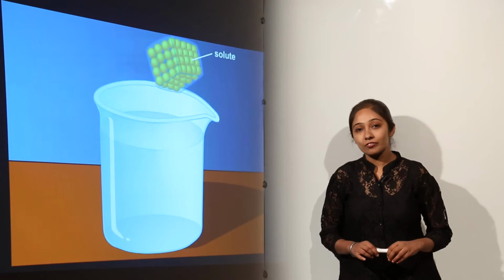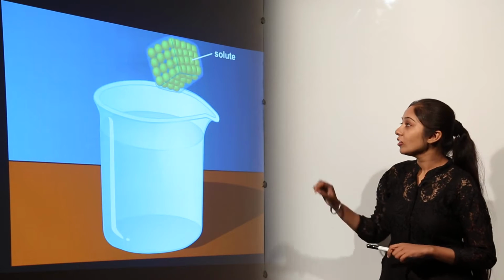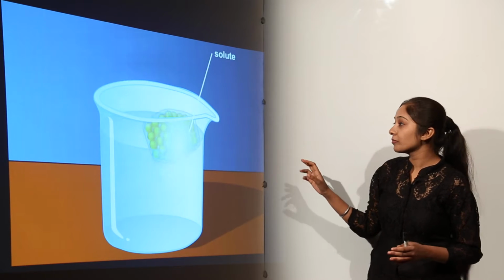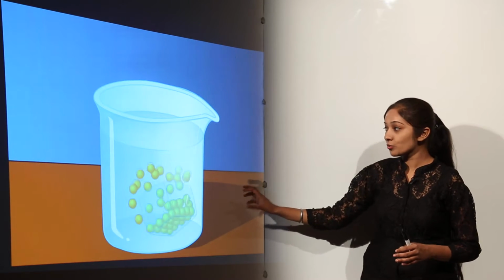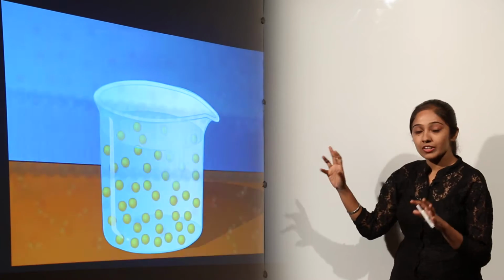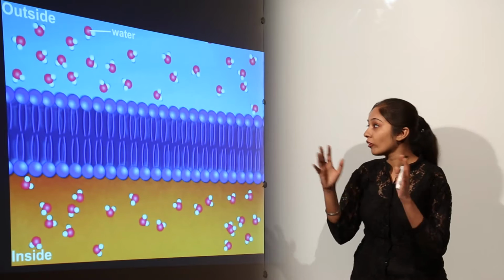Let us recall what we have done so far. As you all know, diffusion is a process in which particles move from a region of their higher concentration to a region of their lower concentration. And in osmosis, we just talk about the movement of water molecules.